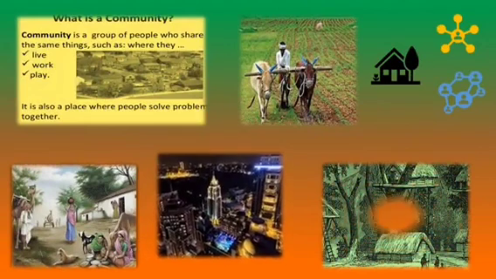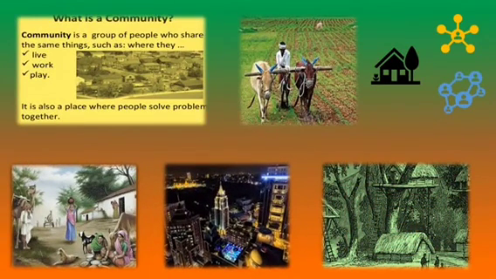Do you remember what we learnt in the last class? We learnt what a community is. A group of people who share the same things like live, work, play, and it's a place where people stay together and solve their problems, right, children? And we learnt what are the features of a community: the we feeling, the togetherness, and staying at a place for a long time. Also, we learnt the different types of communities. What are the three types of communities? Yes, rural community, urban community, and tribal community.